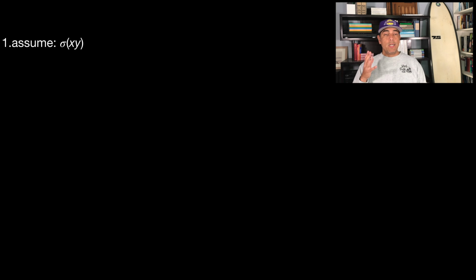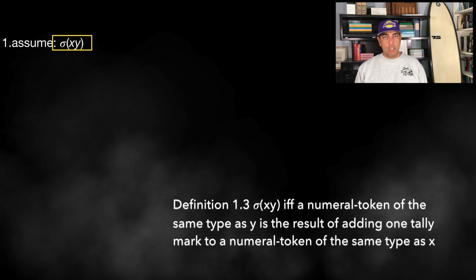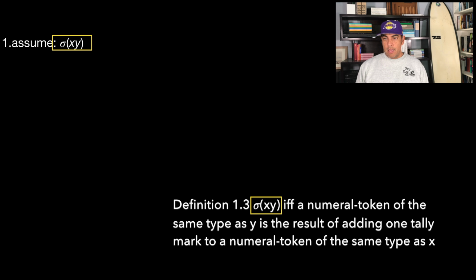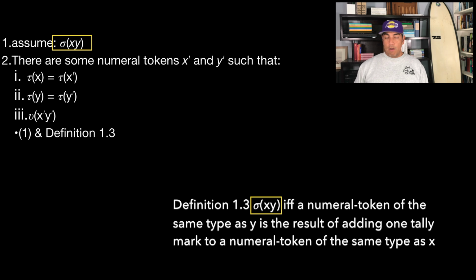All right, so again, we're going to start off by assuming sigma xy. And what sigma xy means, the definition that we gave for this, is just that there is some numeral token of the same type as x, and you added 1 to that numeral token, and a numeral token of the same type as y is the result of it. So here's what it looks like. We're just going to name these random numeral tokens x prime and y prime. And the primes don't really mean anything special. It's just another way to symbolize another variable, right?